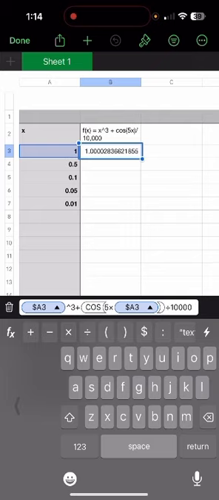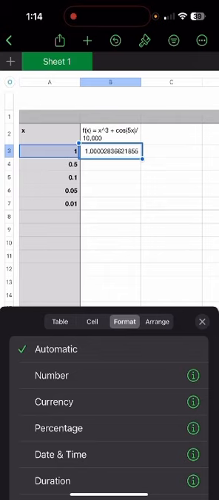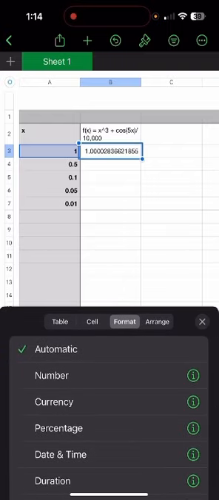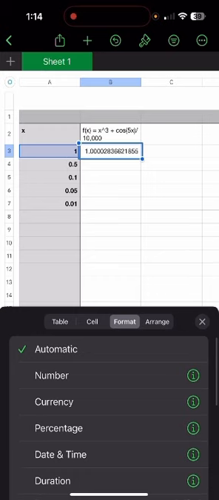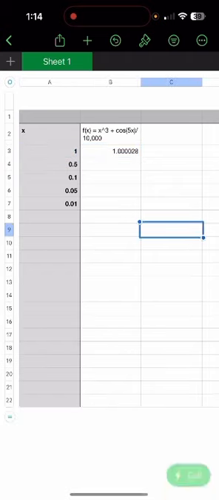Now, we can set the number of decimal places. If I highlight that cell, now in iOS, it's this little paintbrush thing here. Format, percentage, currency, number. Let me see if I can figure it out. Okay, decimals, here it is. And so I think we were going to 6 decimal places, so it should be able to round for us. So the hardest part is getting that first one.